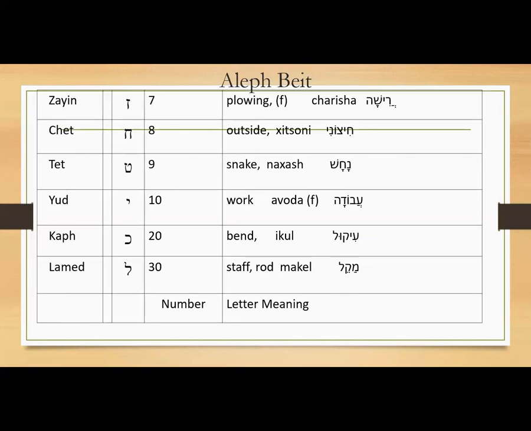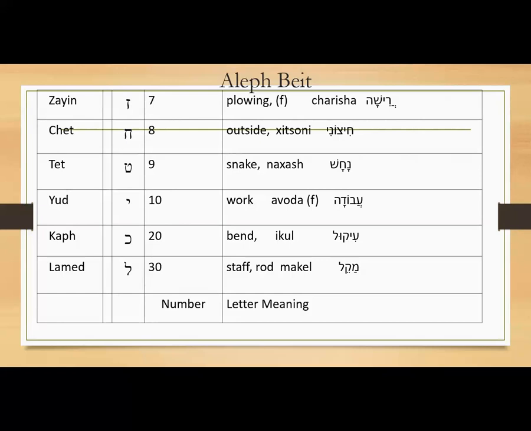Zayin, there is our Zayin, value 7. Plowing, I'm going to use this word for Zayin. Remember, we had four or five in our last schemes, but this is a feminine word, plowing. And plowing is charisha. And oh dear, I didn't fix it, the ch should be there above the patach, or chatef patach.